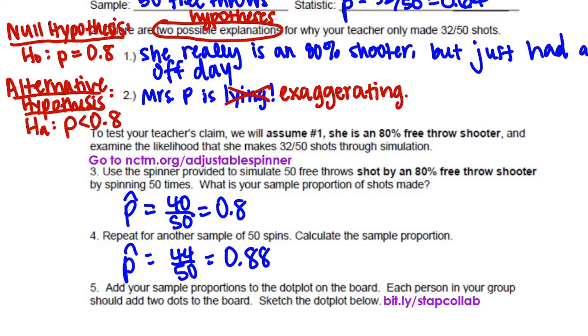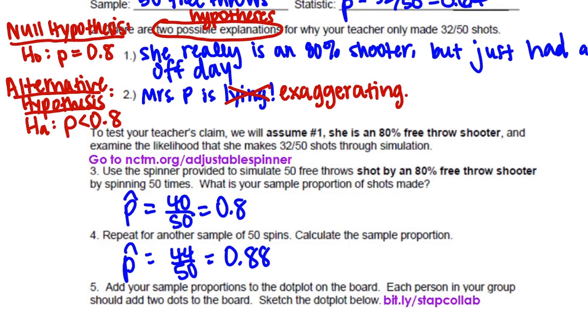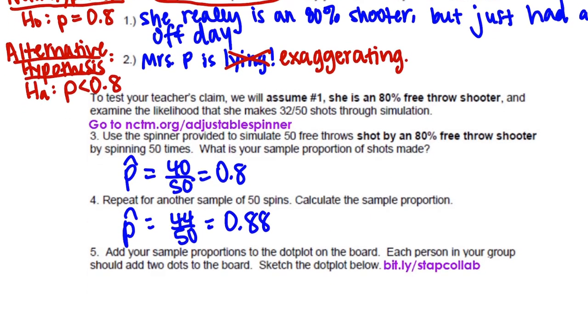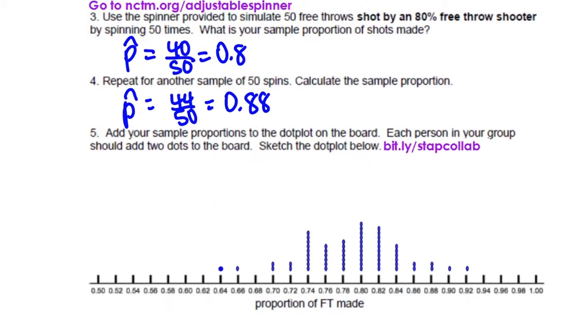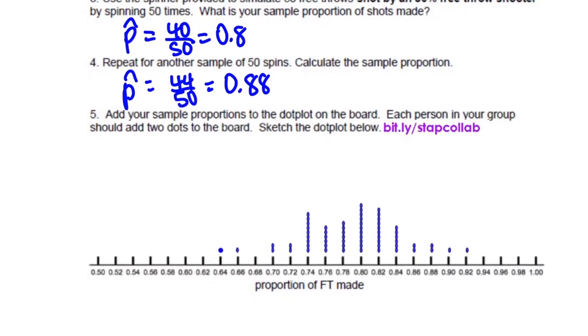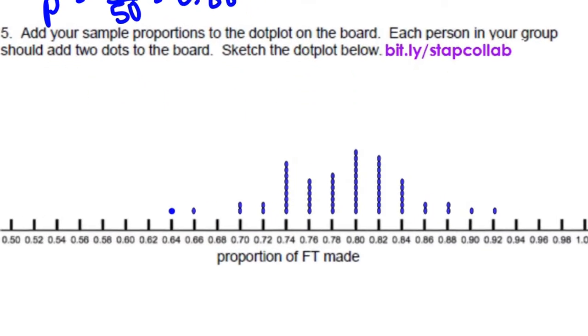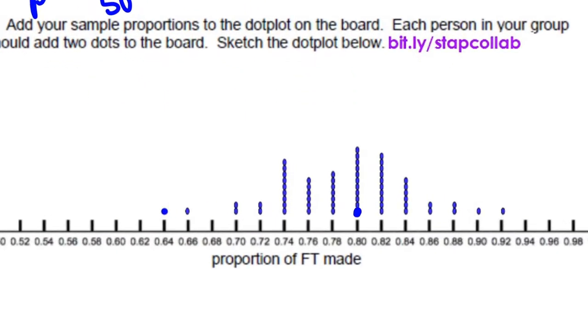0.88. So then, if we're in class, you can add your sample proportions from the spinning to the dot plot at the board. If you are at home, then you'll use the Stat Collab and you'll just type in your number. Your teacher will create a class code for that. Here's a sample of what the dot plot could look like. So if I had p hat as 0.8, that was one of them right there. And then 0.88 would be another one of my dots.